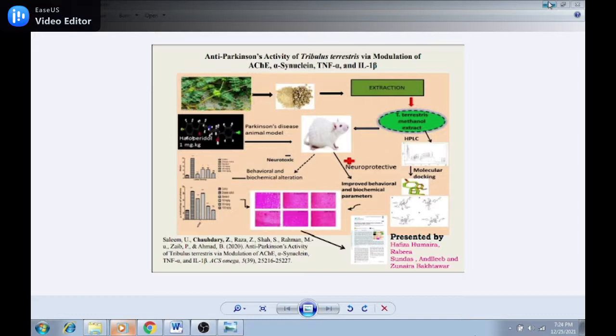To which we give the treatment doses of this plant. The treatment doses are 300, 100, and 100 mg per kg for 21 days. Behavioral observation and biochemical analysis have been done. Behavioral observations include different tests such as the footprinting test, hang test, open field test, and grip walk test.